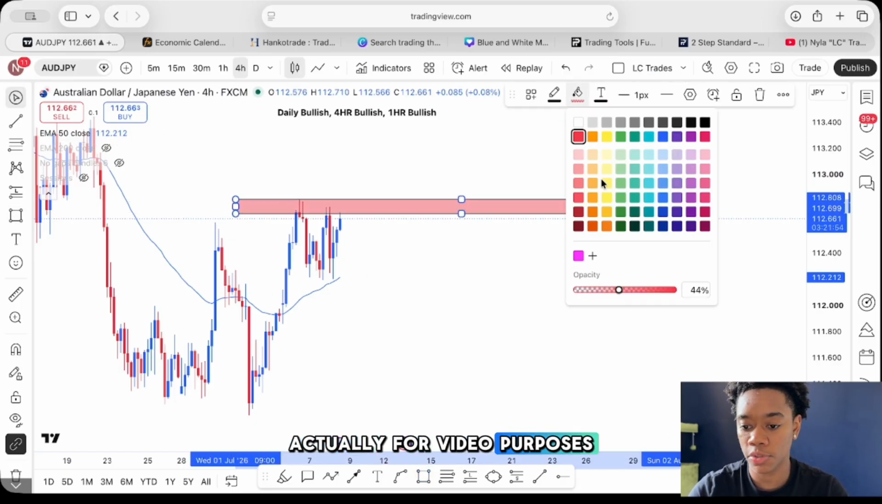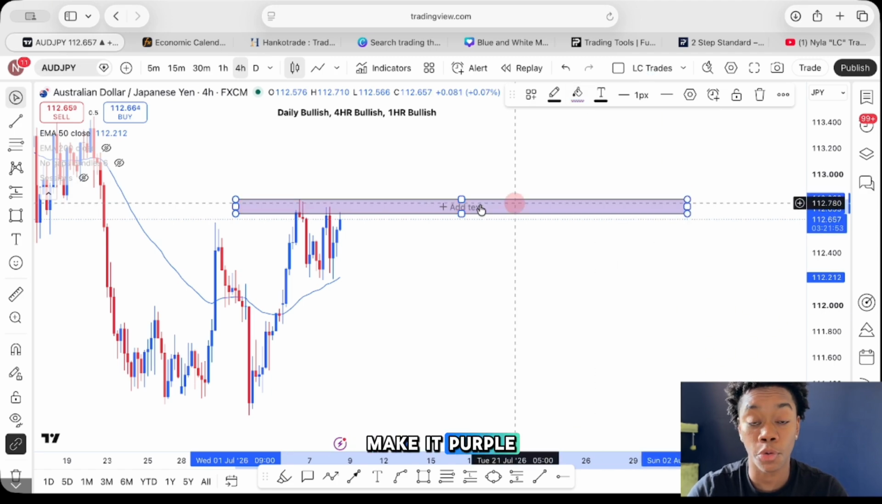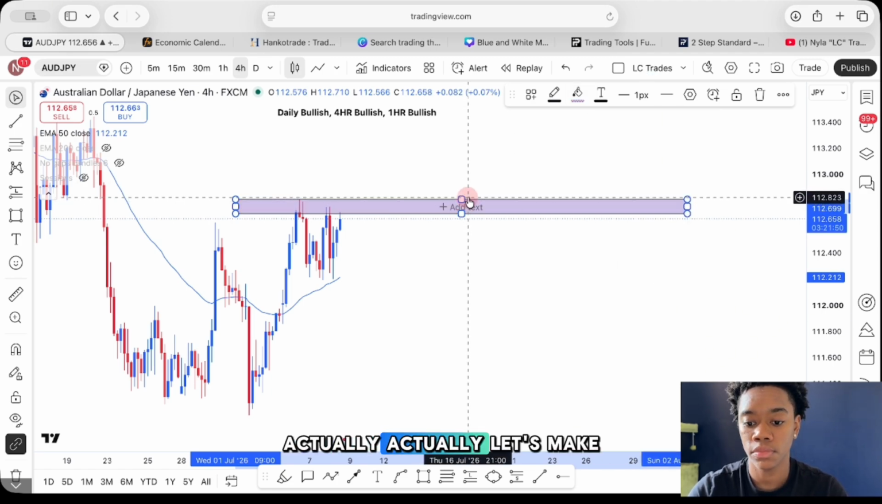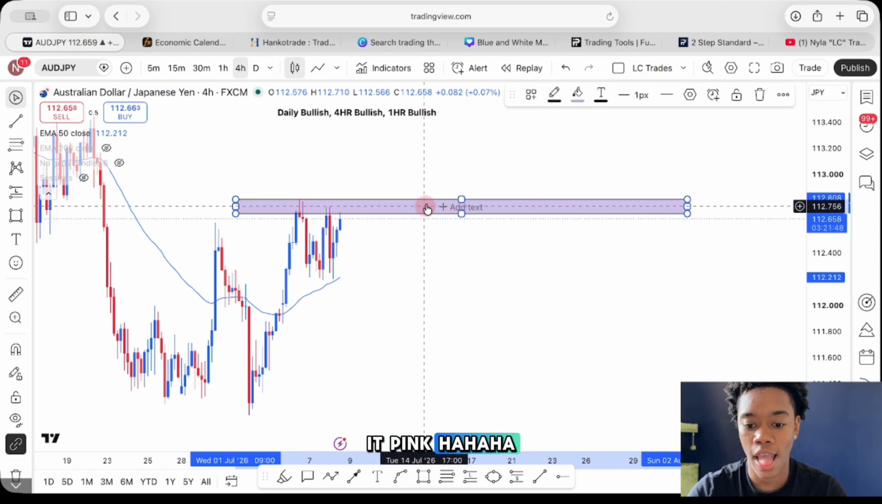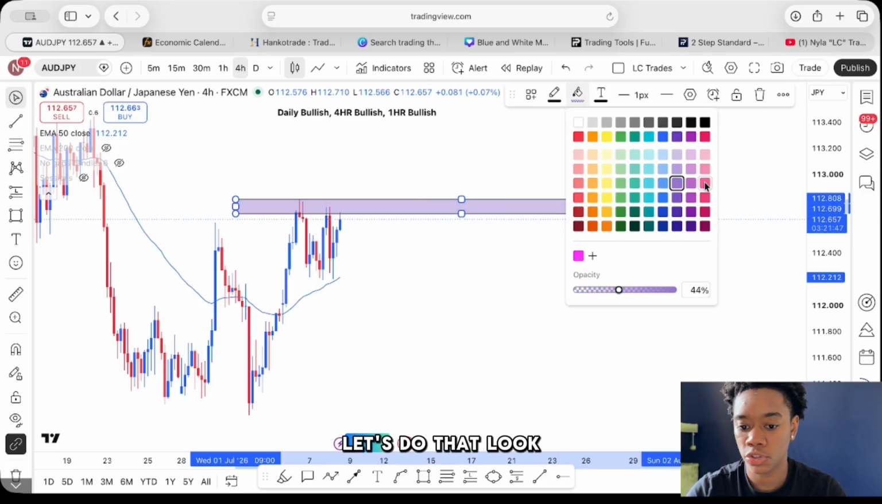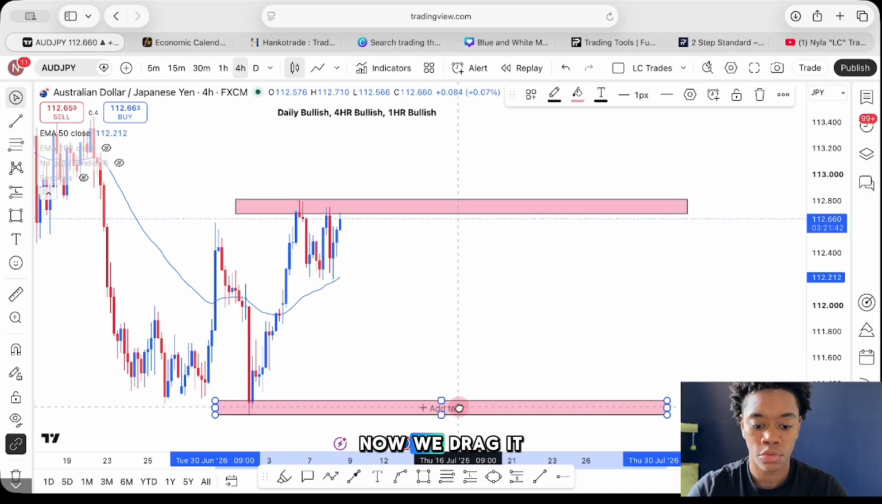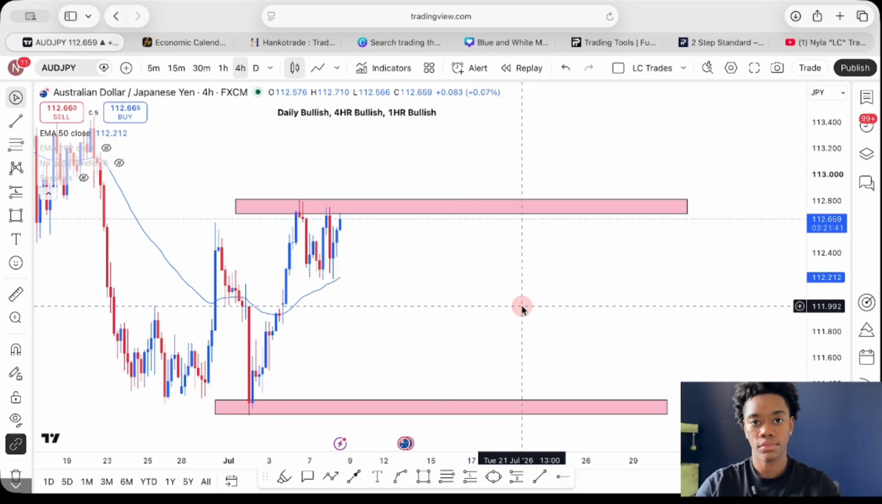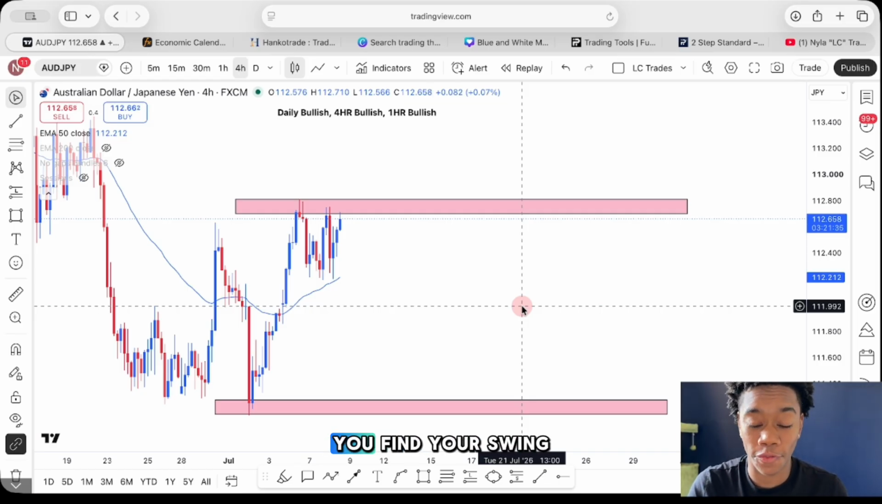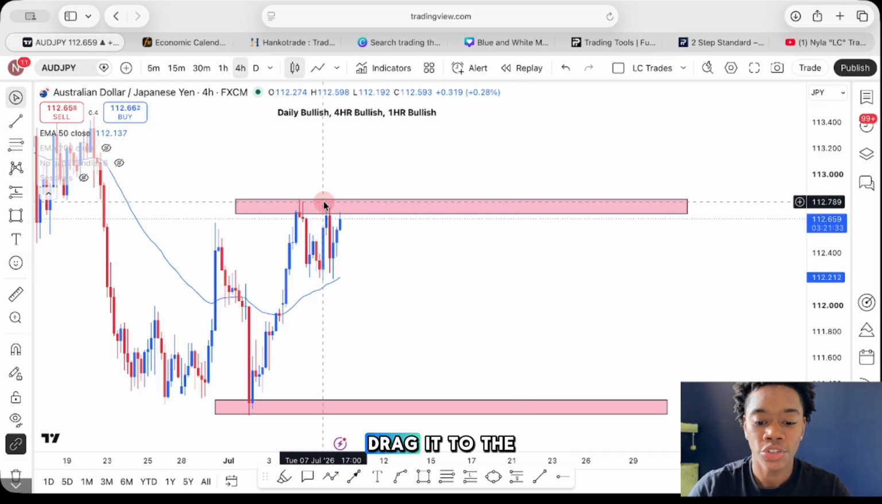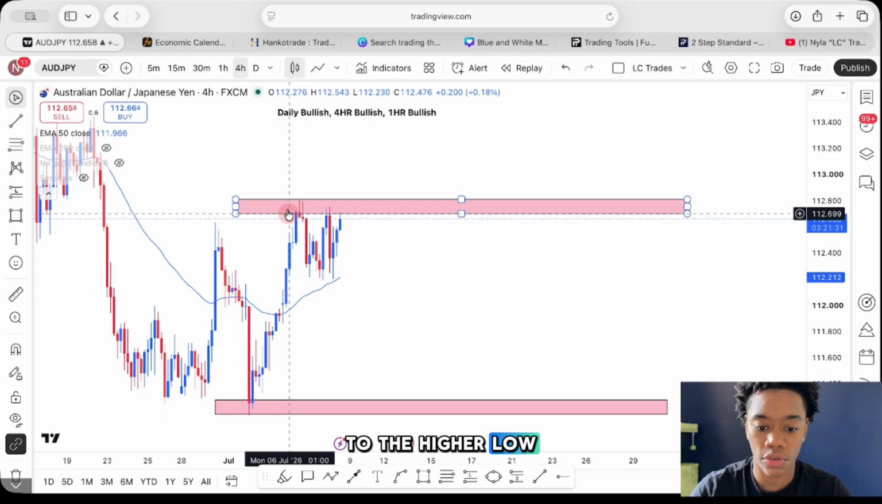Actually, for video purposes, let's make it any color we want. Let's make it purple. Actually, let's make it pink. Look at that. Beautiful pink box. Cool. Now, we drag it down here. That is literally how you find your swing highs and swing lows. Drag it to the higher high, drag it to the higher low, right?